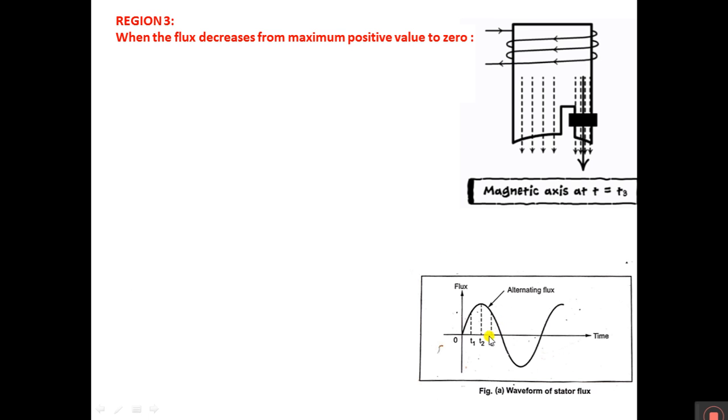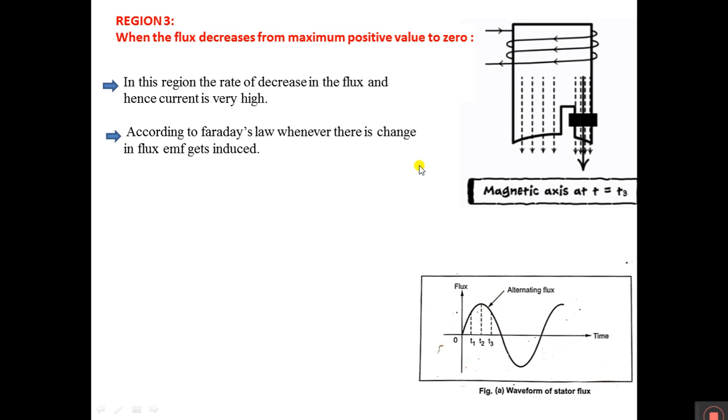The third one is when T equals T3, when flux decreases from the maximum positive value to 0. At T2 it is at the maximum value, and at T3 it decreases to 0. So in this region, the rate of decrease in flux, and hence in current, is very high. According to Faraday's law, whenever there is a change in flux, an EMF gets induced.